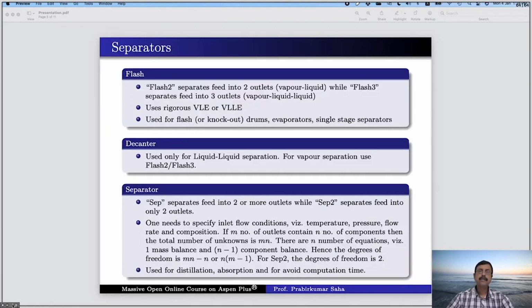The next one is separators. There are 3 types of separators: flash, decanter, and separator.